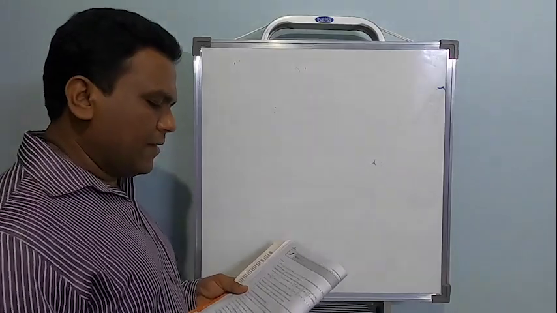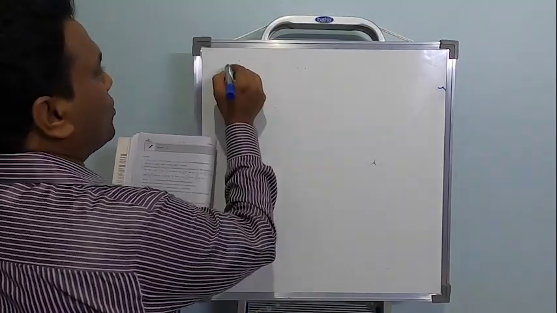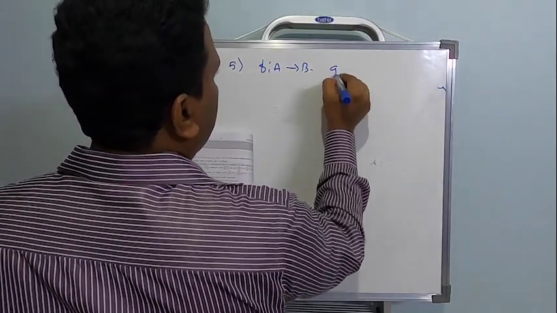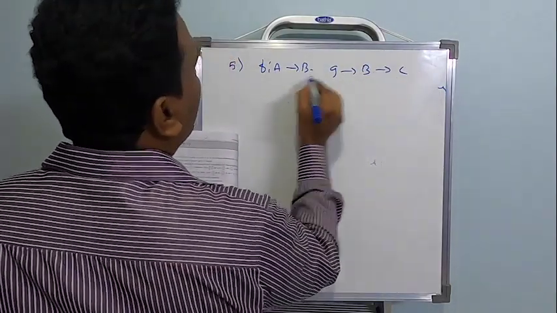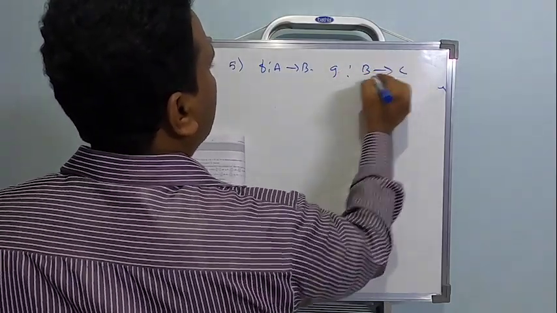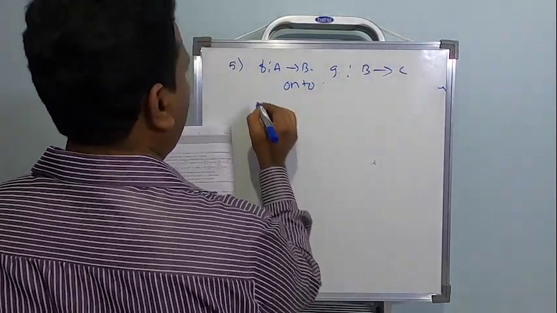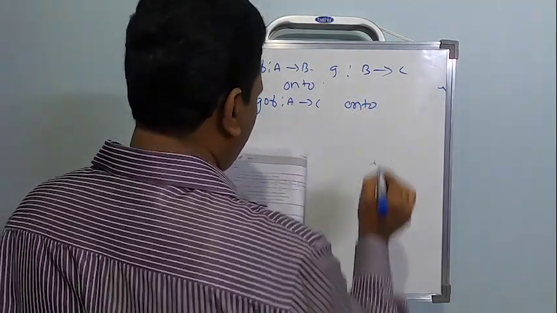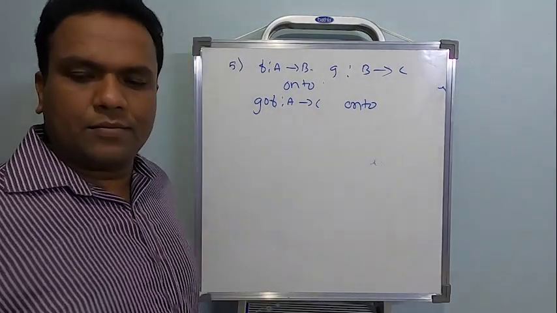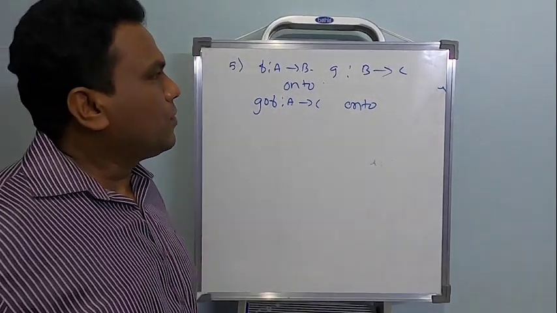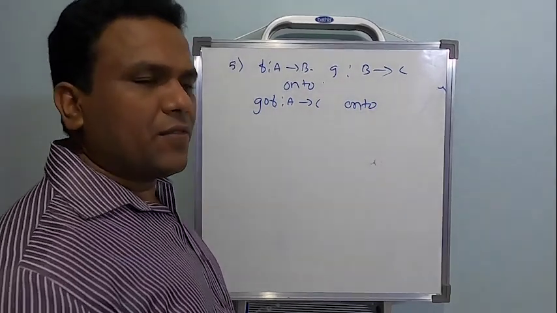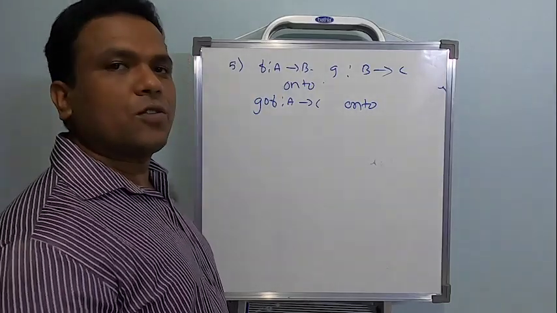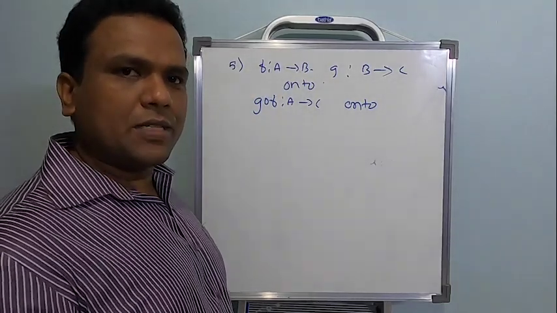Problem number 5 is similar. What is problem number 5? f from A to B, g from B to C, both are onto, then show that gof from A to C is also going to be an onto function. So it's similar to the previous one. If f and g are 1-1, gof is also 1-1. If f and g are onto, gof is also going to be onto. I hope it's clear, students.